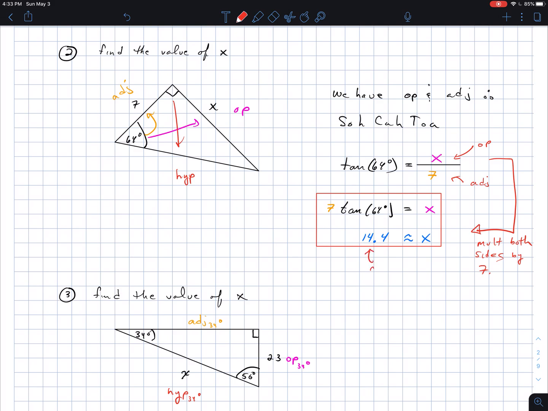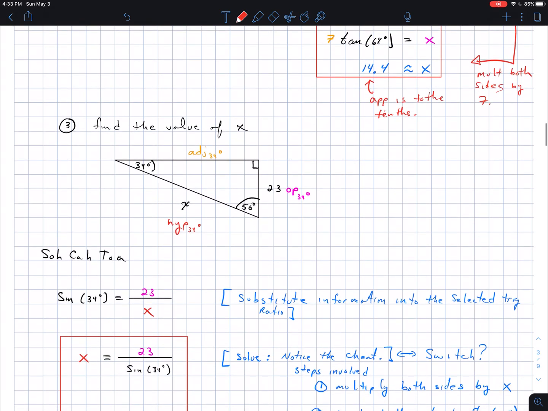Notice that this approximate solution is to the tenths. Okay? So remember, a problem might ask you to round to the thousandths. It might ask you to round to the hundredths. Make sure you're in the appropriate spot, please.